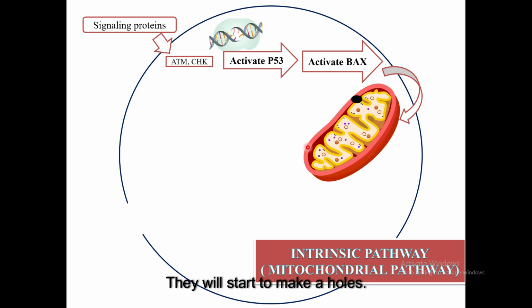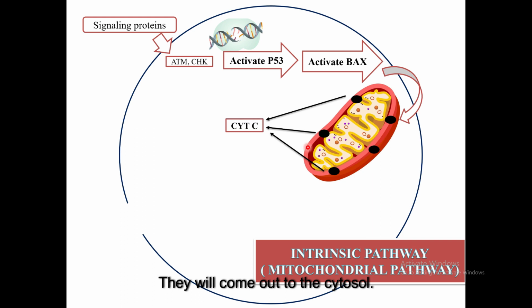They will start to make holes inside the mitochondria. Once there is a formation of holes or pores inside the mitochondria, all the cytochrome C that is inside the mitochondria will leak out. They will come out to the cytosol. So all cytochrome C will come out to the cytosol through the pores created by the BAX protein.